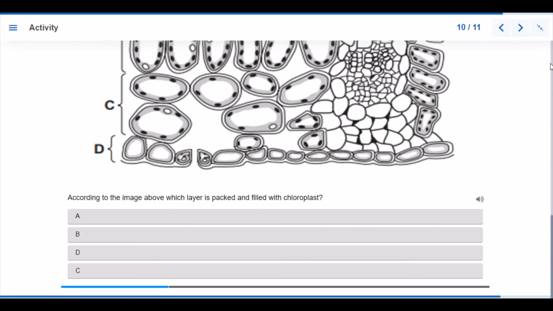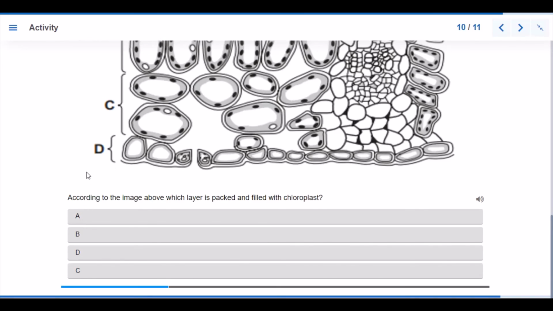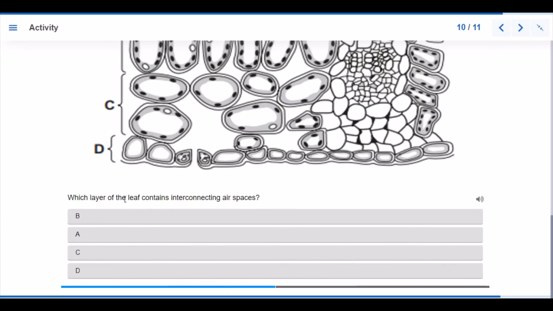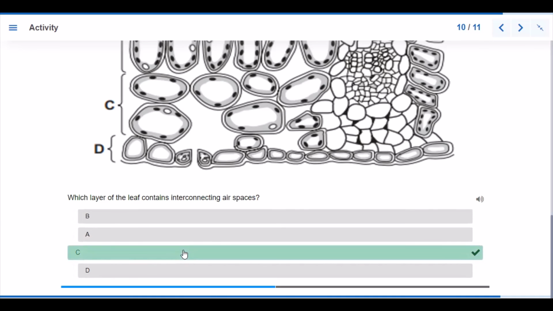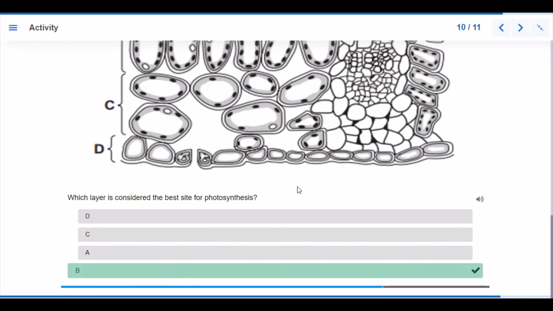Looking at this image, we have A, B, C, D. According to the image above, which layer is packed and filled with chloroplasts? That would be B. And which layer of the leaf contains interconnecting air spaces? That would be C, the spongy mesophyll. And then, which layer is considered the best site for photosynthesis? That would be B, because it has a palisade mesophyll that is filled with chloroplasts.